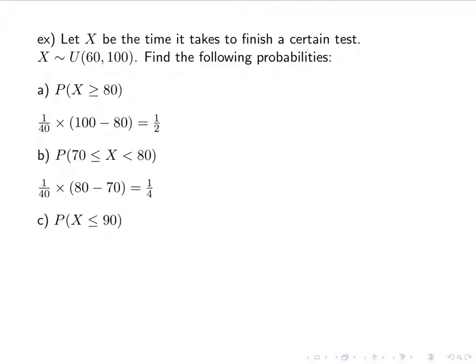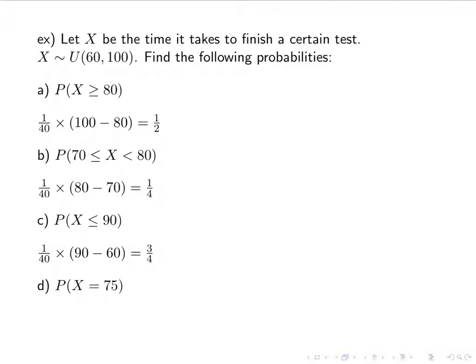For C, I want the probability that x is less than or equal to 90. So less than or equal to 90 means anywhere from 60 to 90. So the width of that rectangle is 90 minus 60. So 1/40 times 90 minus 60. And that's 3/4.